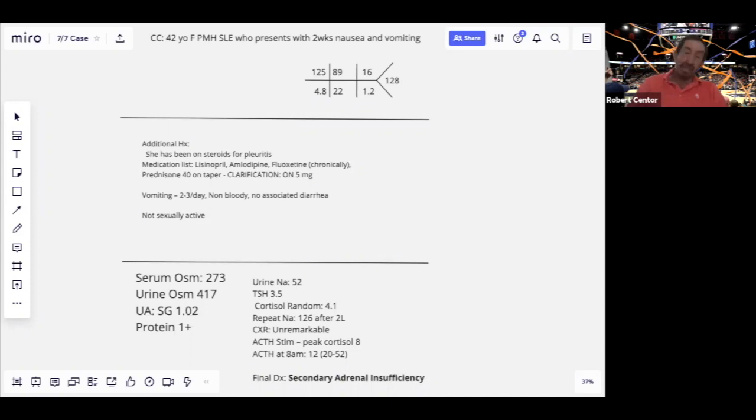And Sean just did a brilliant job of explaining why adrenal insufficiency causes hyponatremia. We hope you've learned a lot from this and from the great work of our chief residents.